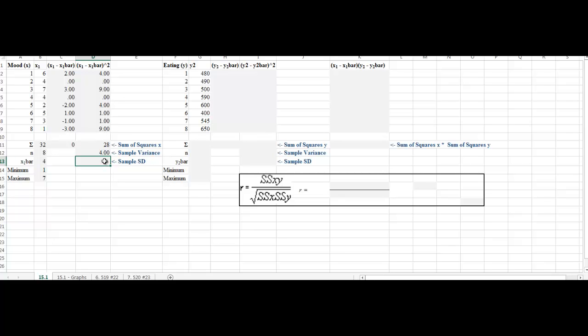And now we're free to calculate our standard deviation. Of course, the standard deviation is just going to be the square root of our variance. Hit enter. Now we know we have, for our variable mood, 8 participants. We have a mean of 4. Our sum of squares is 28. Sample variance is 4 with a sample standard deviation of 2.